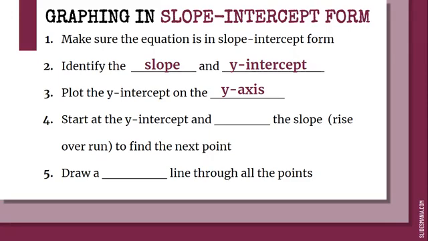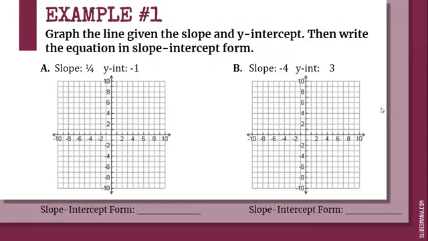Just like your phone starts giving you turn-by-turn directions, we are then going to use the slope, which is going to tell us turn-by-turn directions, how we're going to move. Are we going to move up or down? Then are we going to go left or right? So we're going to start at that y-intercept and count the slope. We're going to count the rise over the run to find our next point, and then we will draw a straight line through all of those points.